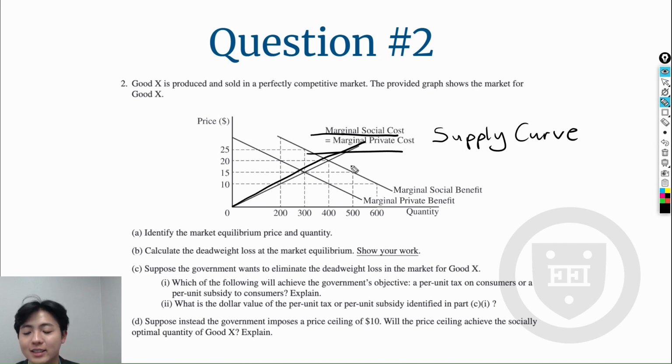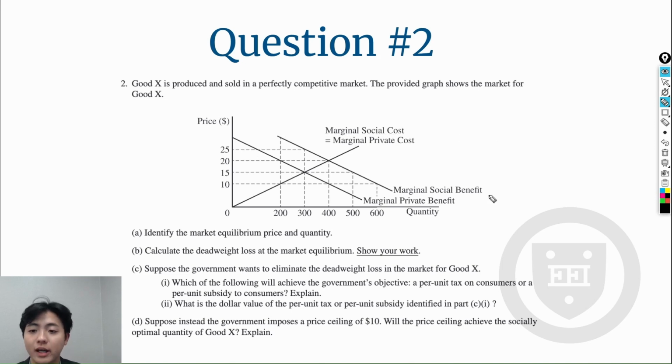The second thing is that there is a marginal social benefit curve. However, it's downward sloping and it is below the marginal private benefit. So please keep that in mind. And of course, any equilibrium is where the MPC and the MPB meet. So, please keep that in mind. But the socially optimal is where the MSC and the MSB meet.